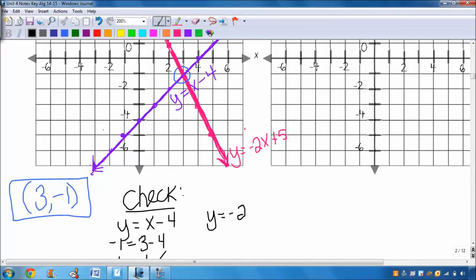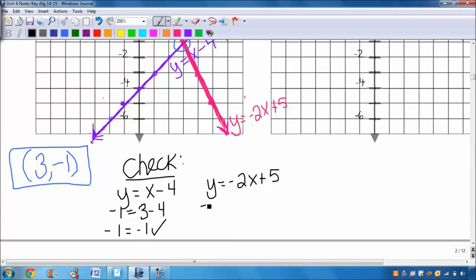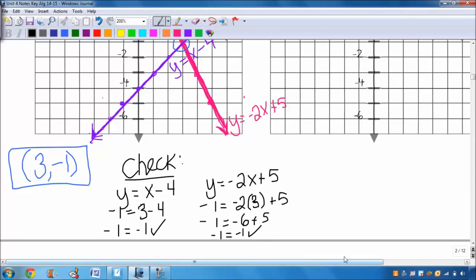So y equals -2x plus 5. Let's check it. Every time I see a y, I'm going to replace it with a -1. I'm going to replace the x with 3. So I get -1 equals -2 times 3 plus 5. I get -1 equals -6 plus 5, so I end up getting -1 equals -1. Check, I'm 100% sure that it's right, okay? Now let's take a look at question number 5.